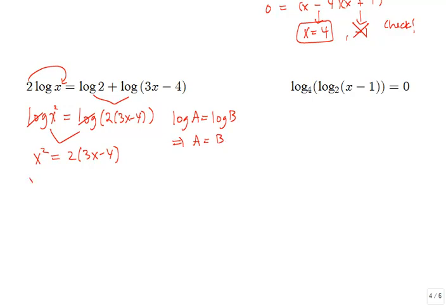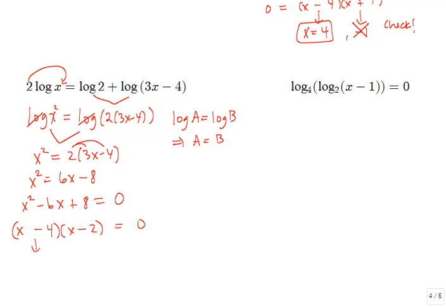So let's go ahead and solve this now. If I distribute my 2 across, we get a quadratic equation. Move everything to the left side, get a 0, and let's try to factor. We need an x and an x, and 8 I can do with a 4 and a 2. If I make them both negative, that'll give me a negative 6 in the middle. So this is going to give me x equals 4 and x equals 2.